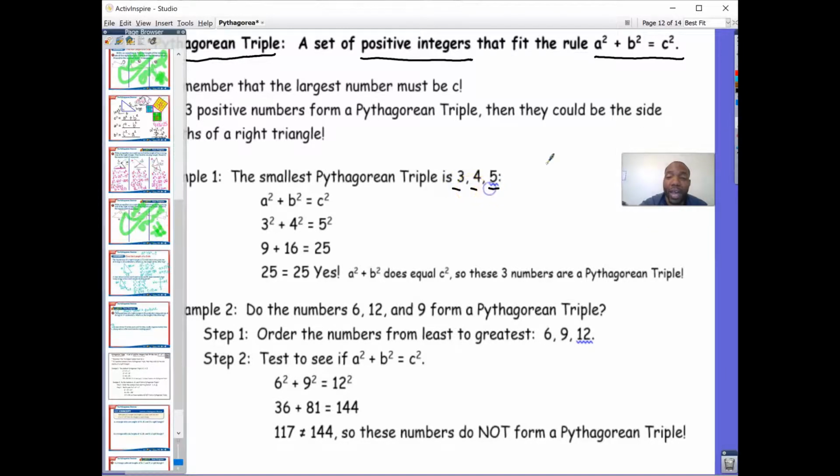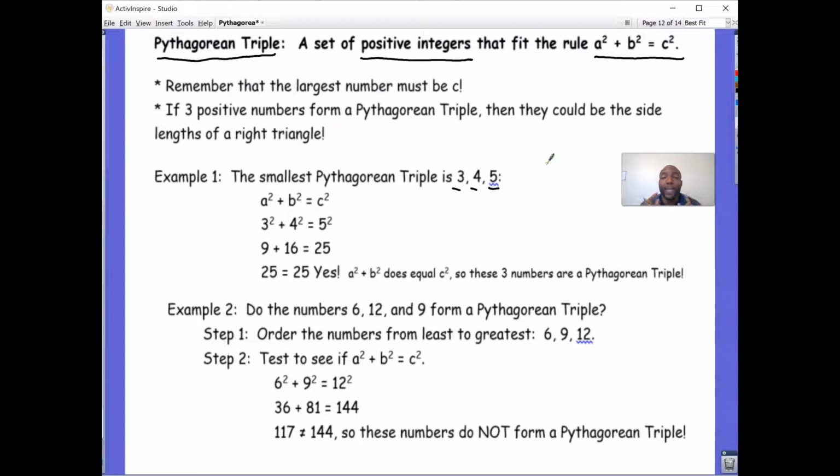3, 4, and 5 are Pythagorean triples again because they are positive integers that make the rule true. And what is the rule that we're talking about? A squared plus B squared is equal to C squared. Why are they Pythagorean triples? Because they make a true statement. 3 squared plus 4 squared equals 5 squared is equal to 9 plus 16, which is equal to 25. 25 is equal to 25. Yes, this is true.